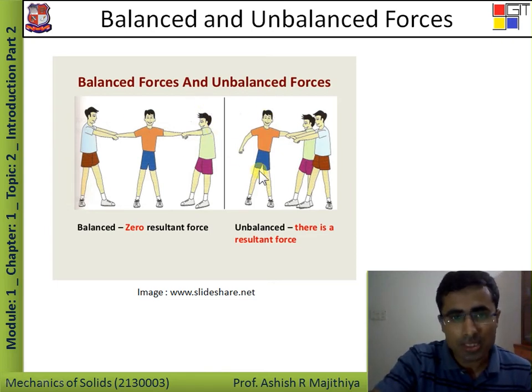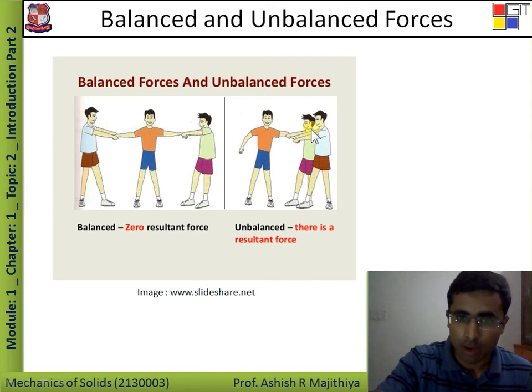In the second case, now both the brothers are pushing him from one end. So what is happening? The resultant force will be in this direction. So the body is not in equilibrium, the body is unbalanced, and the resultant force will be there. R is equal to F1 plus F2. Now if we want to make the body in equilibrium, what can we do? What is the resultant force? R is equal to F1 plus F2.